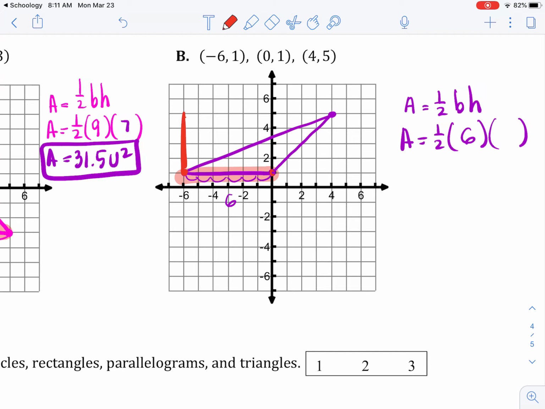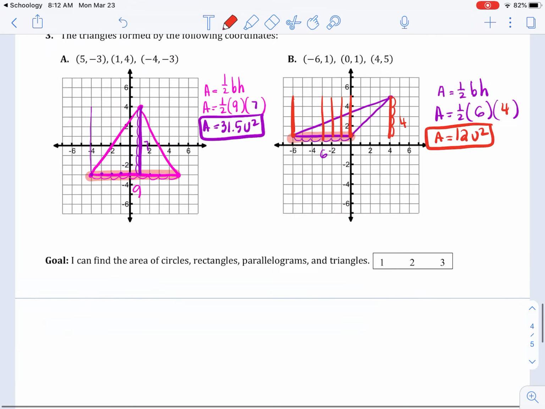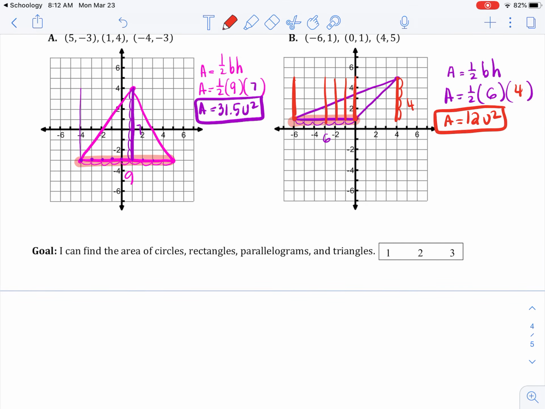I can say that the height is this much right here. Okay? Or I can start it right here and say the height is this much right here, or here, or here, or here. Or you can come all the way out here and say it's this. But notice those are all the same length. 1, 2, 3, 4. So the height is 4. Area equals 12 units squared.